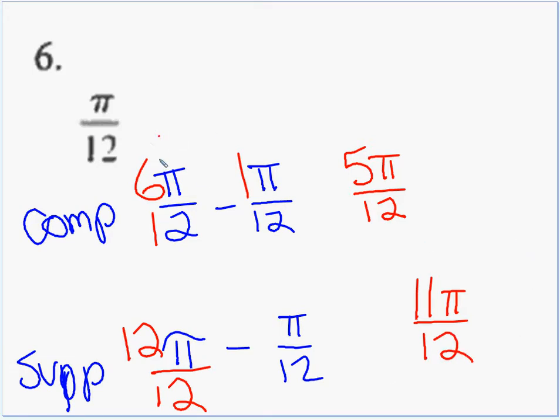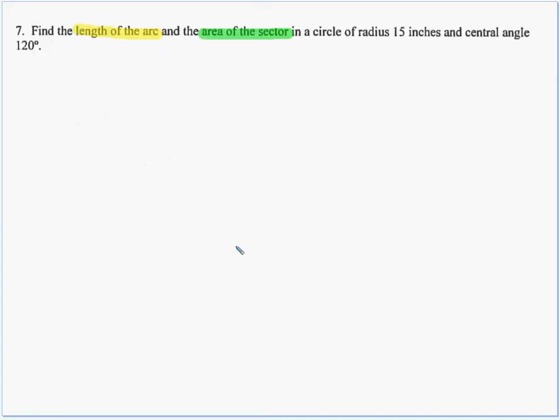Okay, I believe this is all the 4-1 section material. Okay, this is also 4-1. Find length of arc, area of sector. We've got a circle. Our radius is 15 inches. That's a 5. Central angle is 120 degrees.